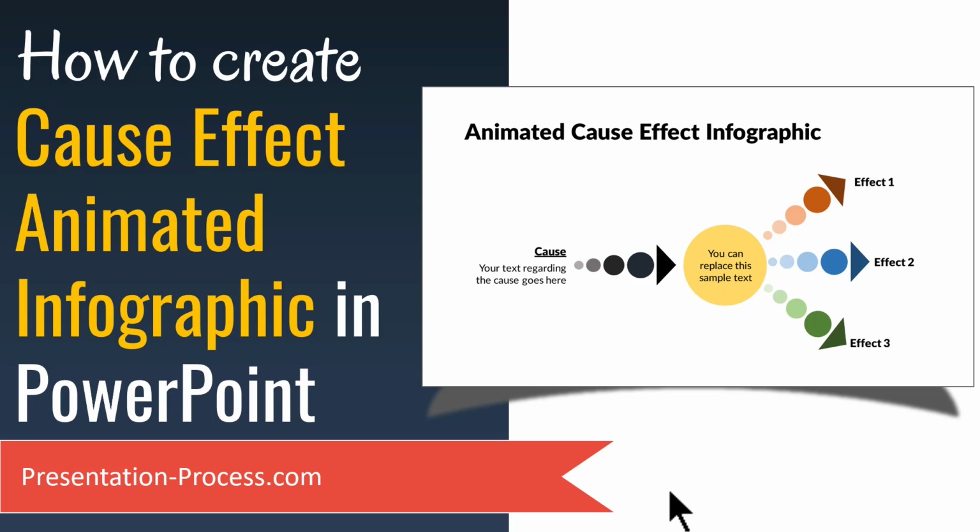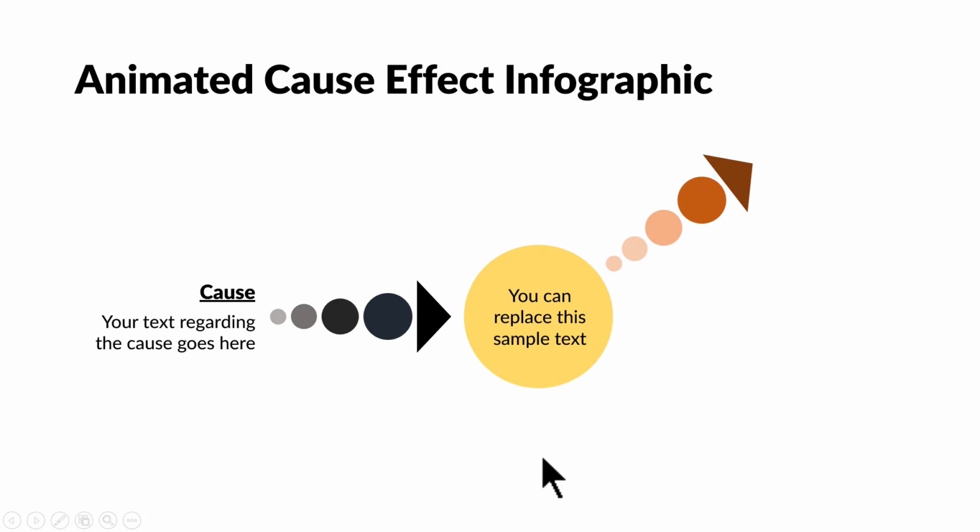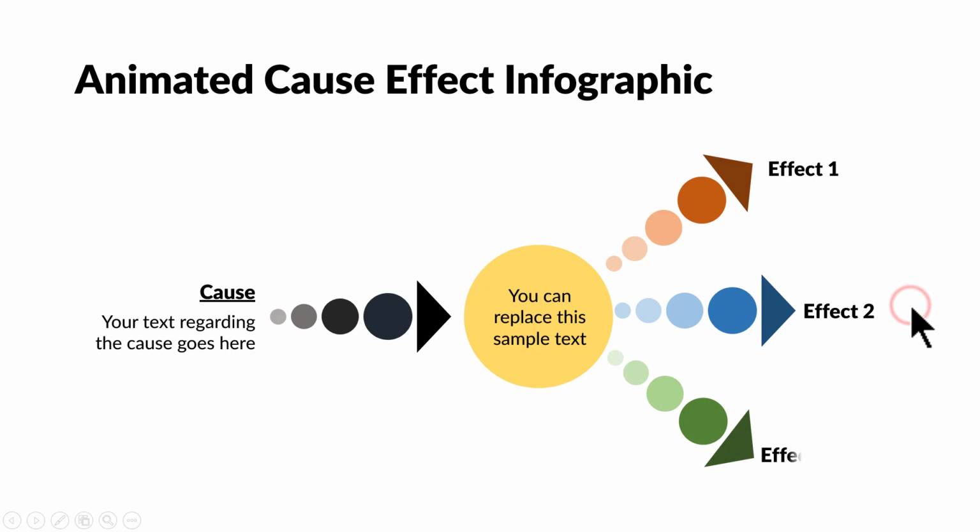presentationprocess.com. In this video, you will learn how to create a cause-effect animated infographic in PowerPoint. The simple yet beautiful animated cause-effect infographic you will learn to create looks like this. First, there is the cause. Then on a click, you can see that the first result is shown here, which in turn leads to the other effects which appear on a click like this.